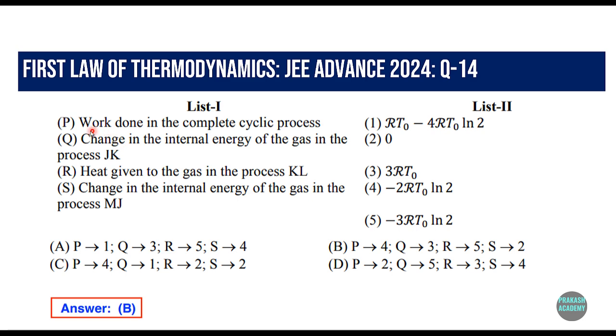So this list 1 basically is related to work done, change in internal energy, heat or total work done. So what we will do is, we will analyze each path separately and I will calculate change in internal energy and work done for each process, and subsequently we can calculate change in heat.